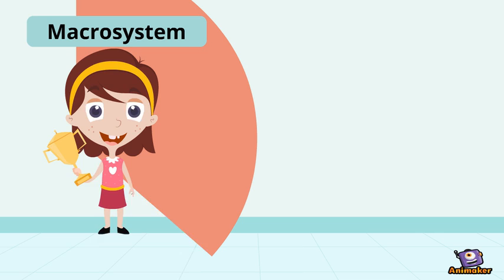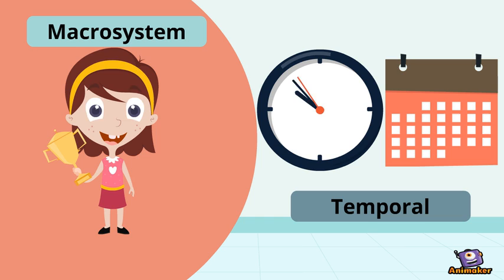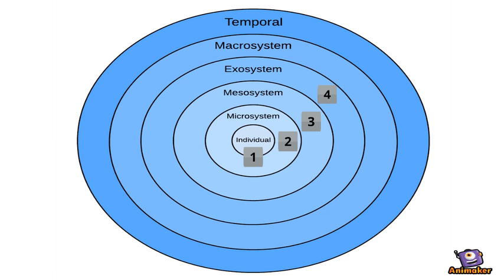The sixth and final level is the temporal level and looks at the timing and duration of events that occur throughout the child's life. Here you can see all six levels of the framework displayed as concentric circles. This is the visual depiction of the framework.